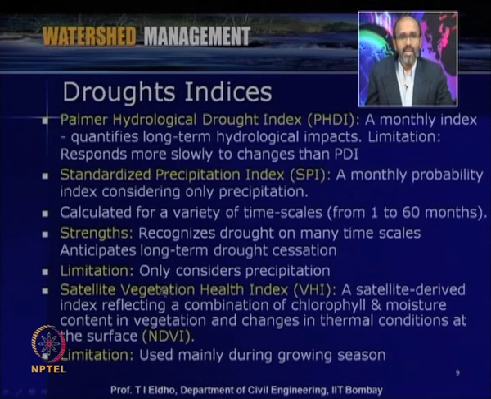And then some other indices like the satellite vegetation health index, so-called VHI, or sometimes NDVI. This is a satellite-derived index reflecting a combination of chlorophyll and moisture content in vegetation and changes in thermal conditions at the surface. Sometimes we use this VHI, vegetation health index, or we use the normalized difference vegetation index, NDVI. One of the limitations of this VHI is that generally it is used mainly during the growing season.